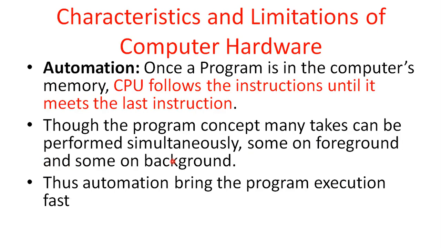Automation. What is automation? Once a program is in the computer memory, the CPU follows the instructions until it meets the last instruction, and automatically does all the decisions. That is a computer. That means by using the program concept, many tasks can be performed simultaneously. The automation brings faster program execution. That is the automation system. That is a computer.